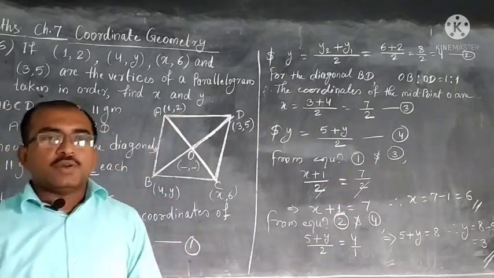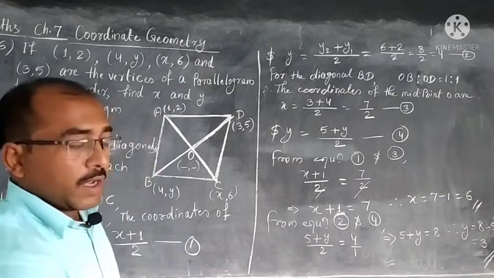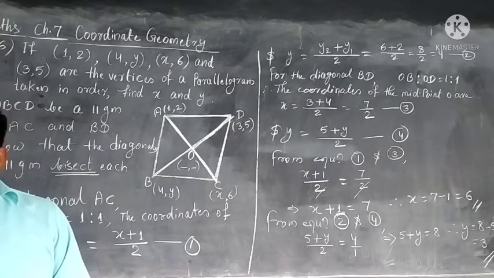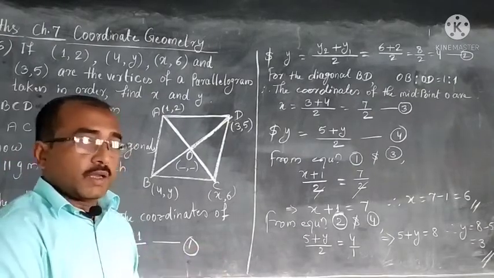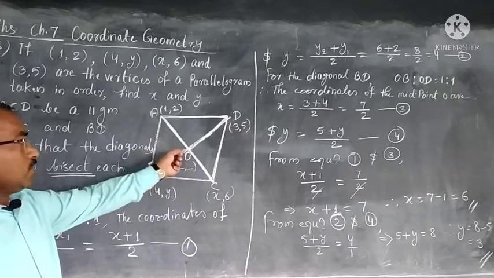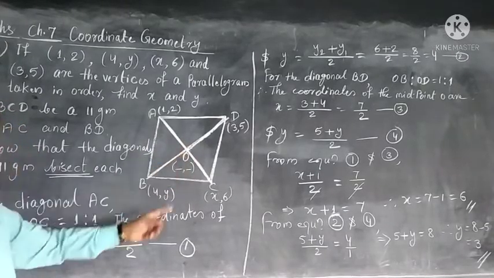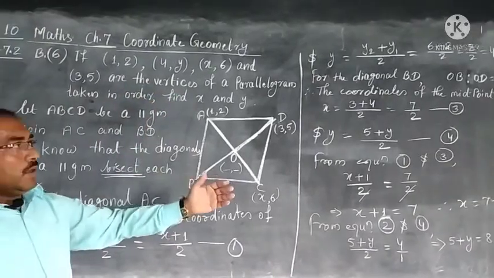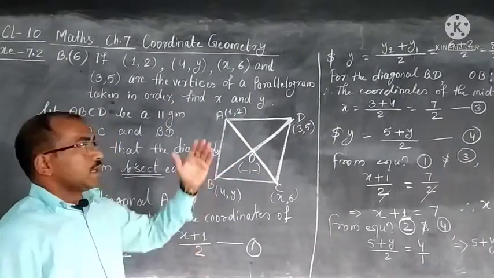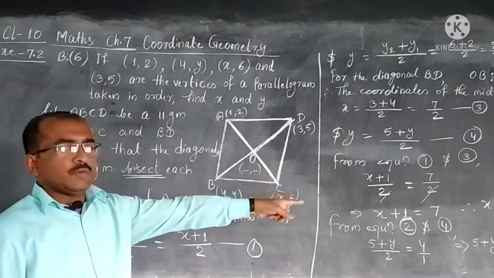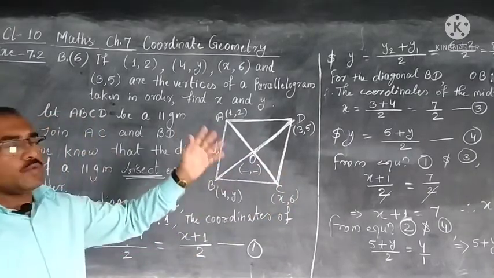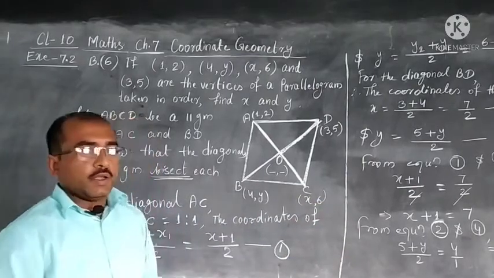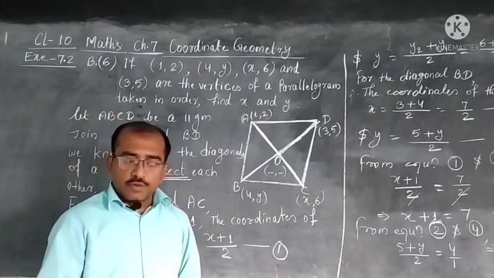So it is simple work, we only need to know the properties of the diagonals of a parallelogram: the diagonals bisect each other, so this will be the midpoint. We go for the coordinate of the midpoint, we get values of x and y. Then the equations giving us the value of x, we simplify and get x, and the equations giving us the value of y, we simplify and get y. Hope you have understood. Let us go to question number 7.